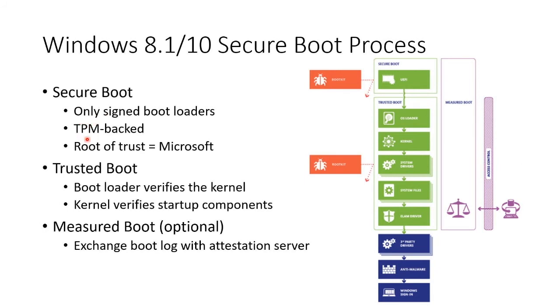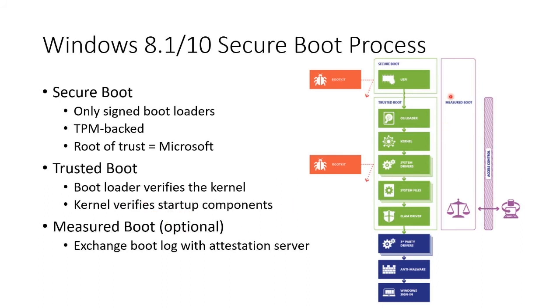This is a little chip on the motherboard that stores digital keys, private keys. And they have to be signed by Microsoft, or they have to be down the food chain from the Microsoft root certificate authority. So there's a chain of trust where the root must be Microsoft. Then once we've done that, during the trusted boot phase, the bootloader will verify, will digitally sign and check the kernel. The kernel in turn will verify the digital signatures of the startup components.